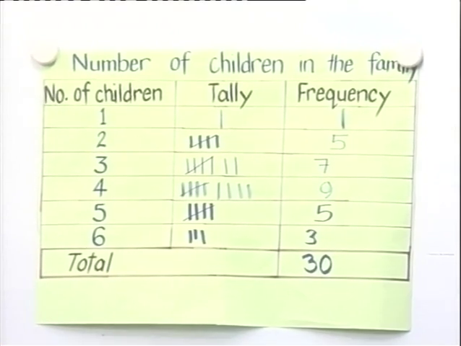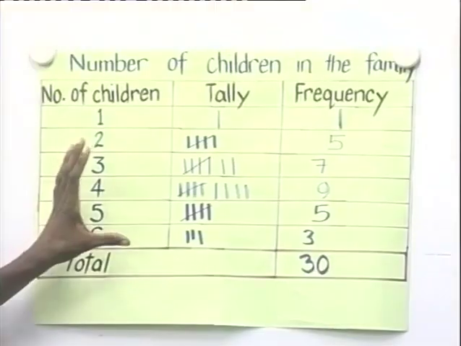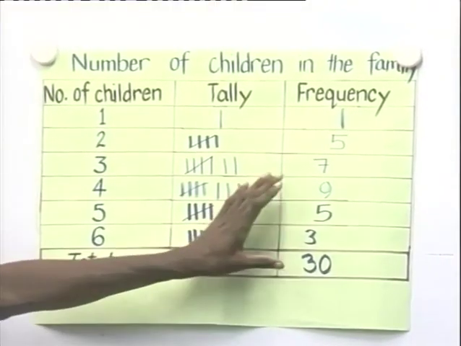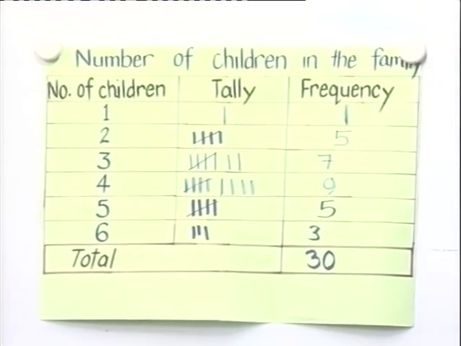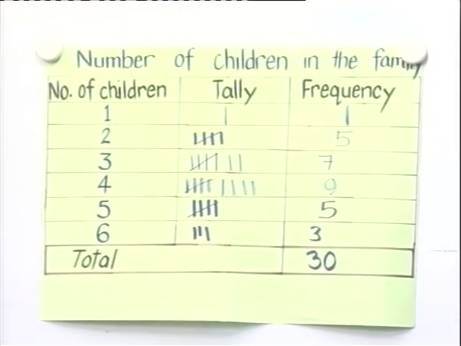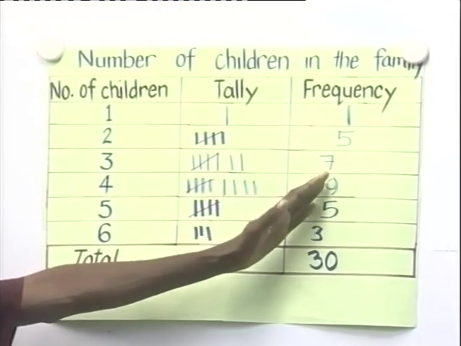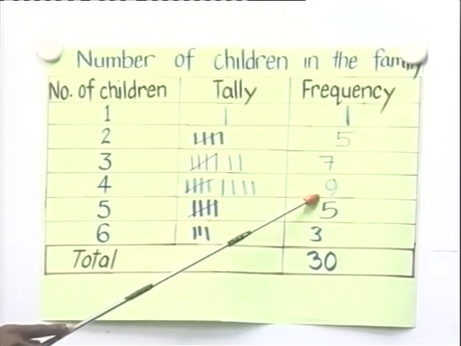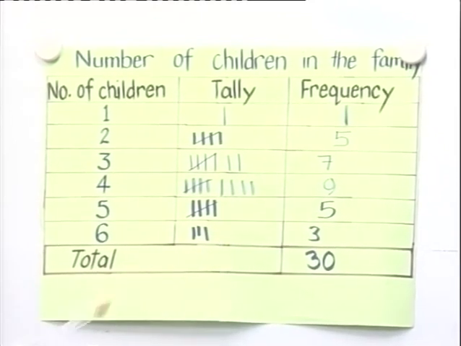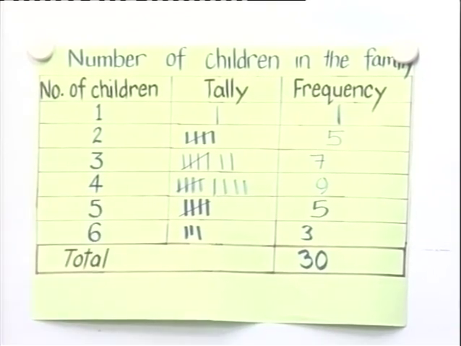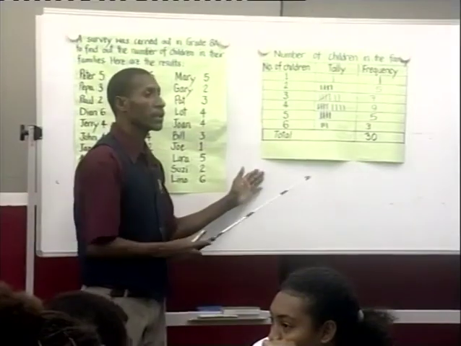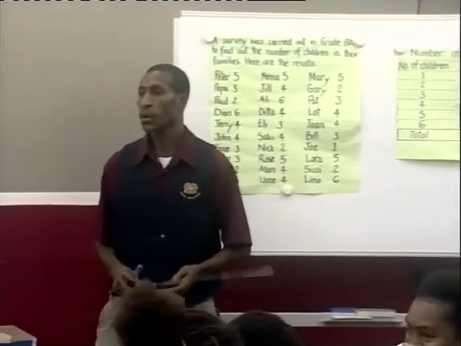Okay. 9 simply means that 9 people that were interviewed had 4 children in their family. So that's what frequency 9 simply means. 9 people that were interviewed had 4 children in their family. So, this is one way that data can be presented in a frequency table or in a table.